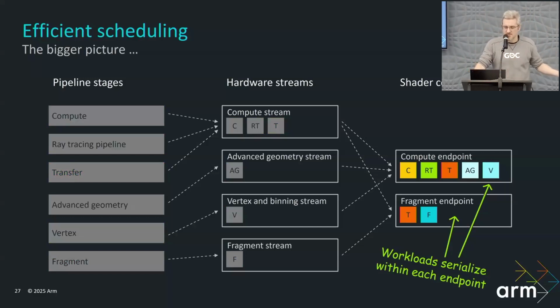So we don't care so much that, say, compute's running all the time or vertex is running all the time. But if the combination of those types is running all the time, you've done the best job you can do. Then it's just a question of making the workloads faster.